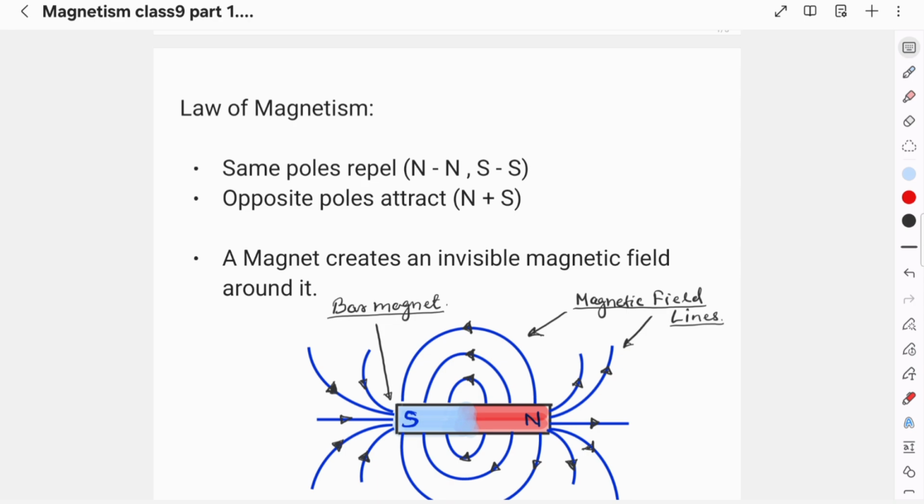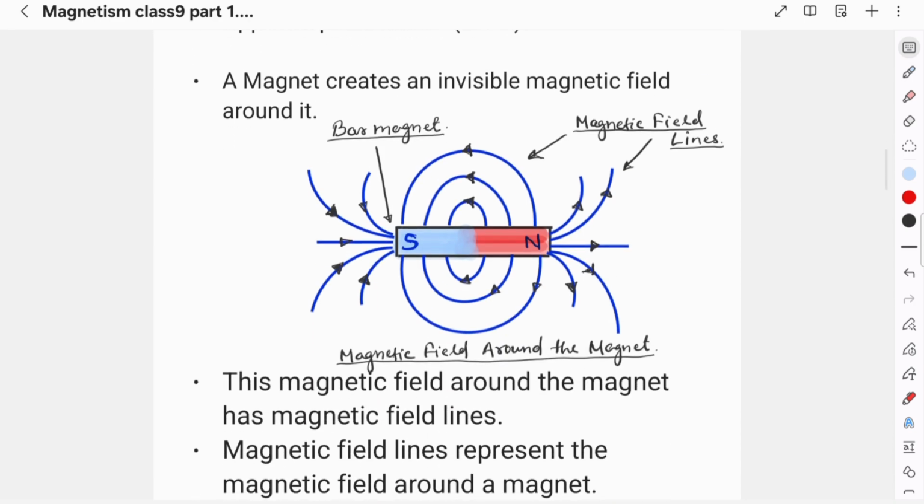So a magnet creates an invisible magnetic field around it. This is the property of the magnet. Whenever you have a magnet, it will have an invisible magnetic field around it. This is what is called magnetism. Okay. Now see, we are showing this with a diagram. In the center you see this magnet. The north pole and the south pole are marked, and there is a magnetic field around it. So we have drawn the magnetic lines which are representing the magnetic field.